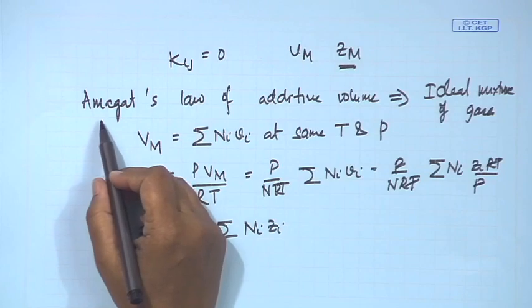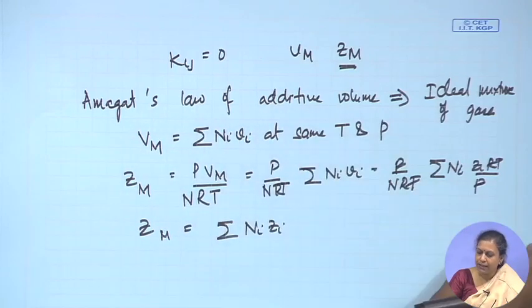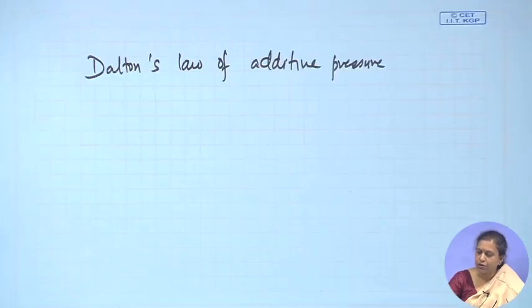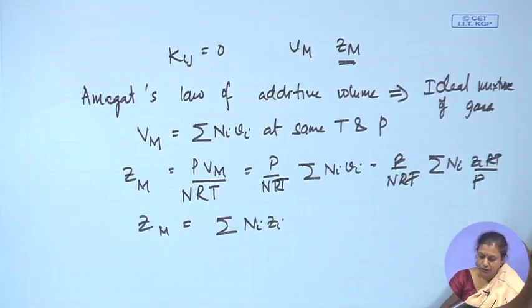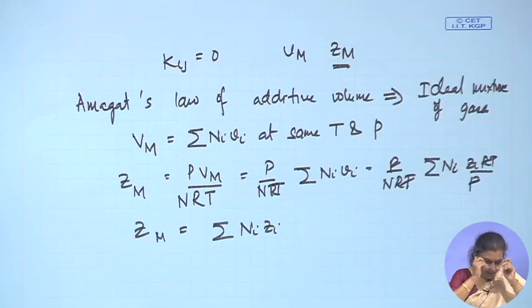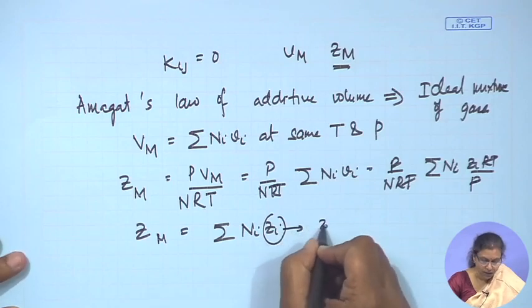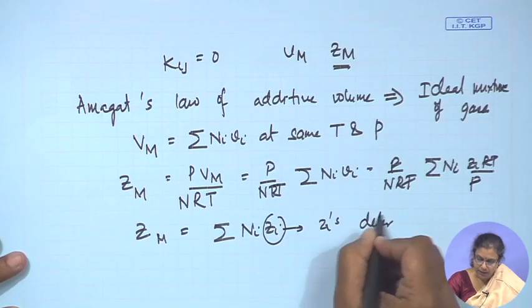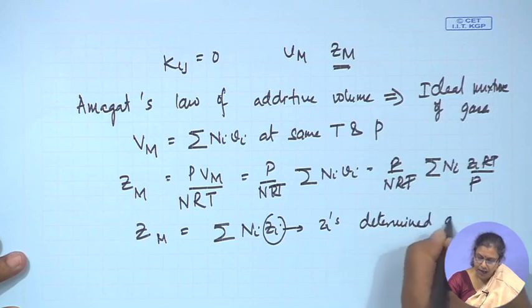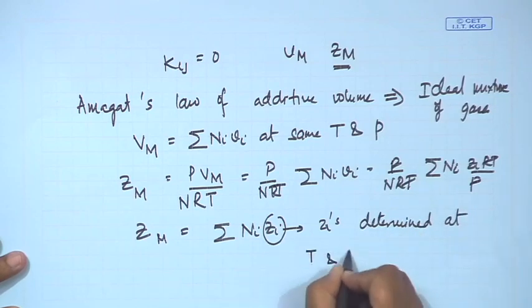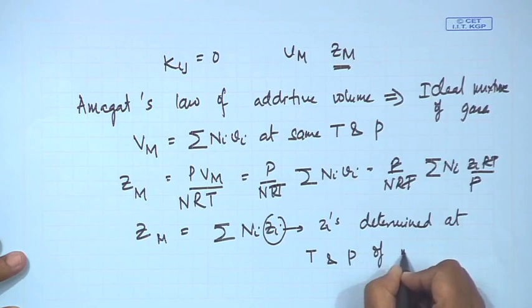Well, to continue with our discussions, we had left the discussion in the last class when we were trying to find out Zm in terms of Amagat's law of additive volume, and as I had said, in terms of Dalton's law of additive pressure. Now, we had already derived from Amagat's law of additive volume. What did we get? We expressed Zm in terms of Zi, where all the Zi's have been determined at the T and P of the mixture.